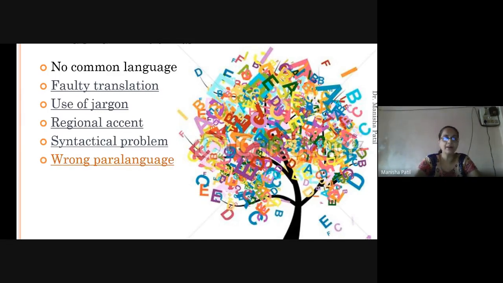Next, you have paralanguage. Paralanguage consists of your tone, speed and pitch. आप जब बात करते हो तब आपका स्पीड क्या है, वॉल्यूम क्या है, आप जोर से बोल रहे हो, धीरे से बोल रहे हो, किस तरह से बोल रहे हो, that is your paralanguage.